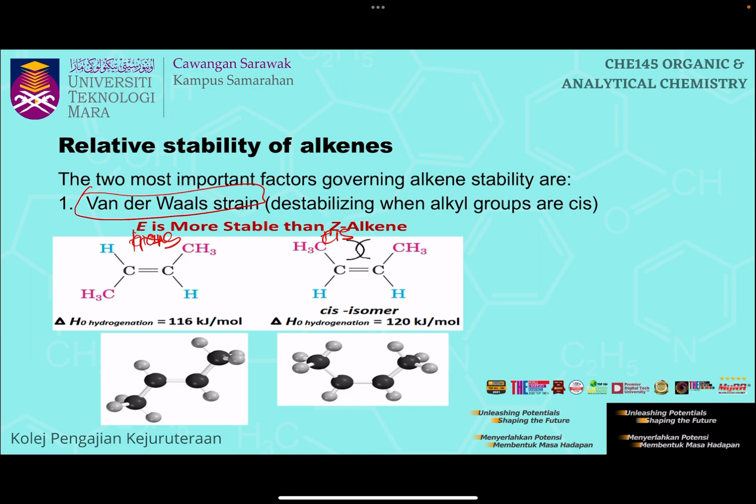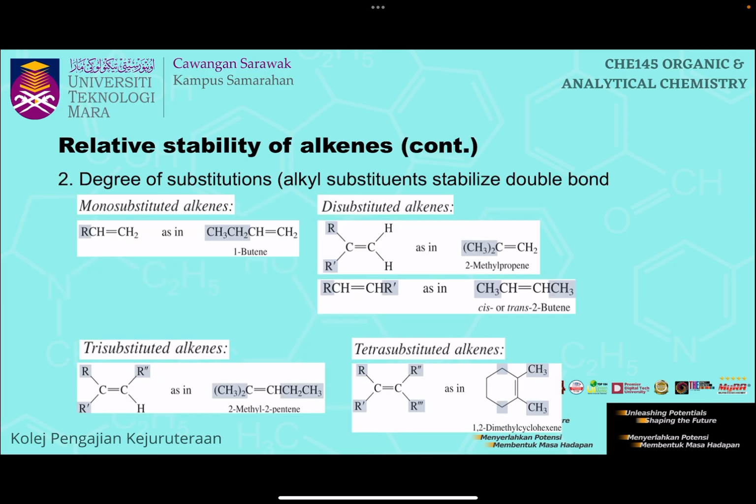Okay, so when they are on the same side, you have the repelling from both sides. So this is the van der Waals strain. So this will disrupt the stability. Okay, this is one. And number two, degree of substitution. Alkyl substitution stabilizes the double bond.